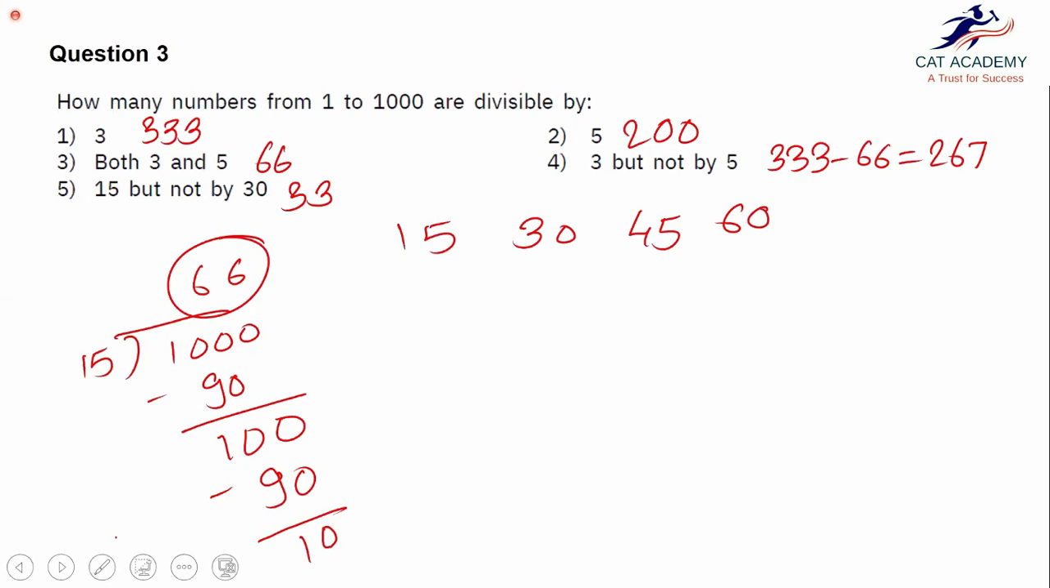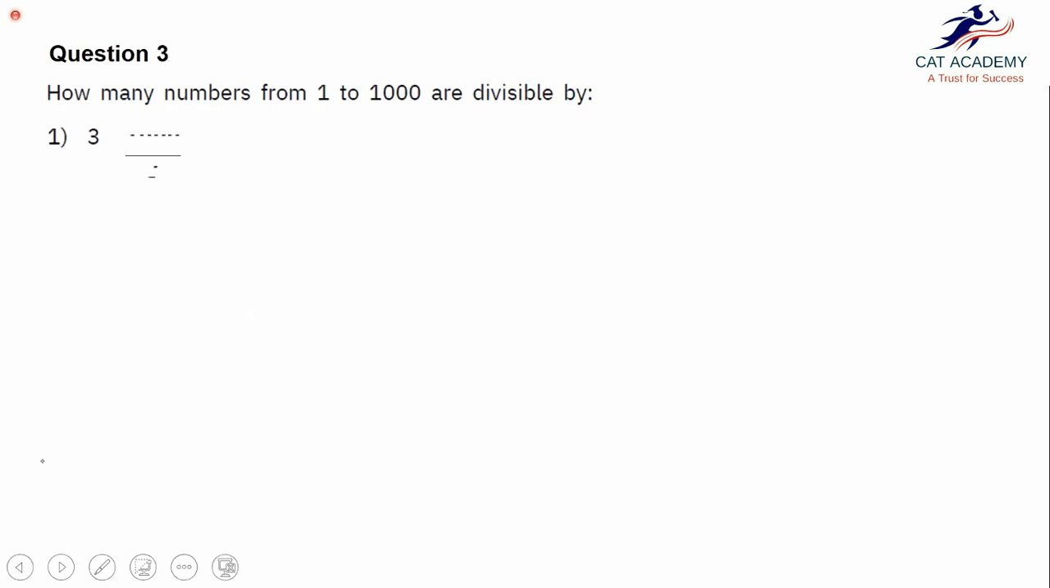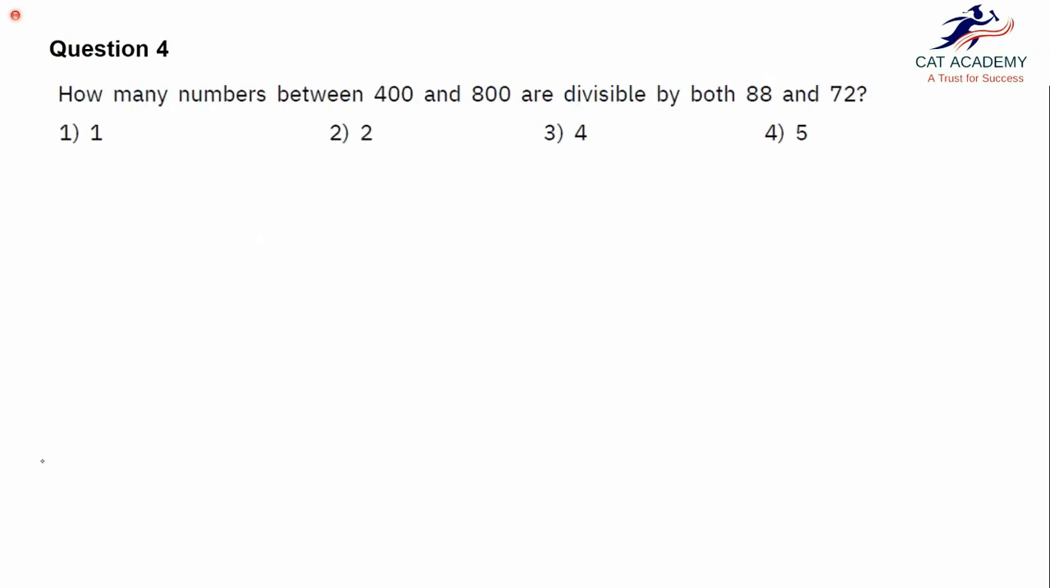Sure. That is done, let's go. How many numbers between 400 and 800 are divisible by both? Okay, put question 4 on hold too. We'll do it later once we have done HCF and LCM.